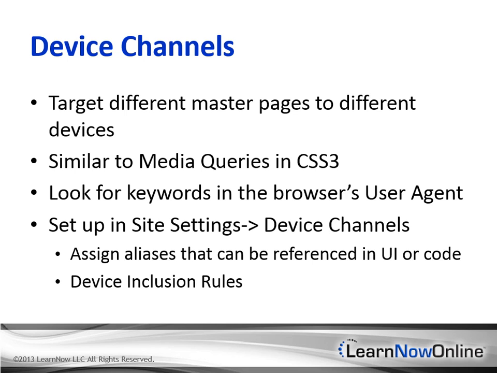And the device inclusion rules, that's basically using the user agent string. So if it finds a certain user agent string in the request, SharePoint's going to check to see if a device channel has been configured for that site. If it has and it matches up, it's going to use the right channel for that inclusion rule. So we're going to take a look at the current site we've been working on and set up a couple of device channels.